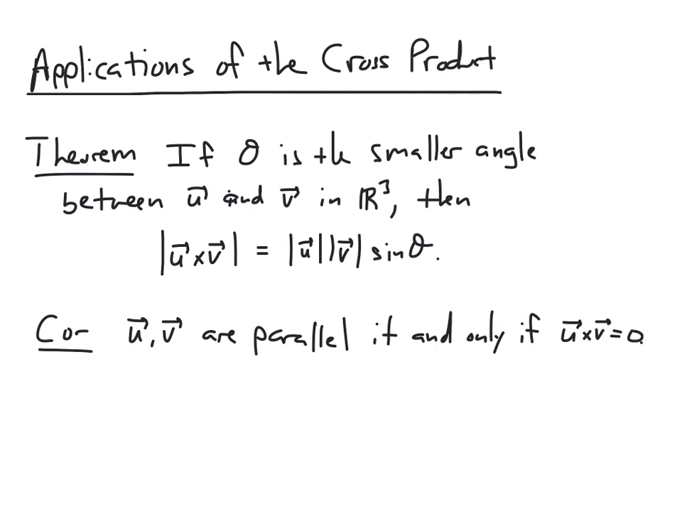So let's take a few minutes and look at this theorem and see why this fact is true. We want to know something about the magnitude of u cross v. In order to make the magnitude a little easier to deal with, because this magnitude is going to be the square root of some really complicated expression, let's get rid of the square root by considering the magnitude squared instead.